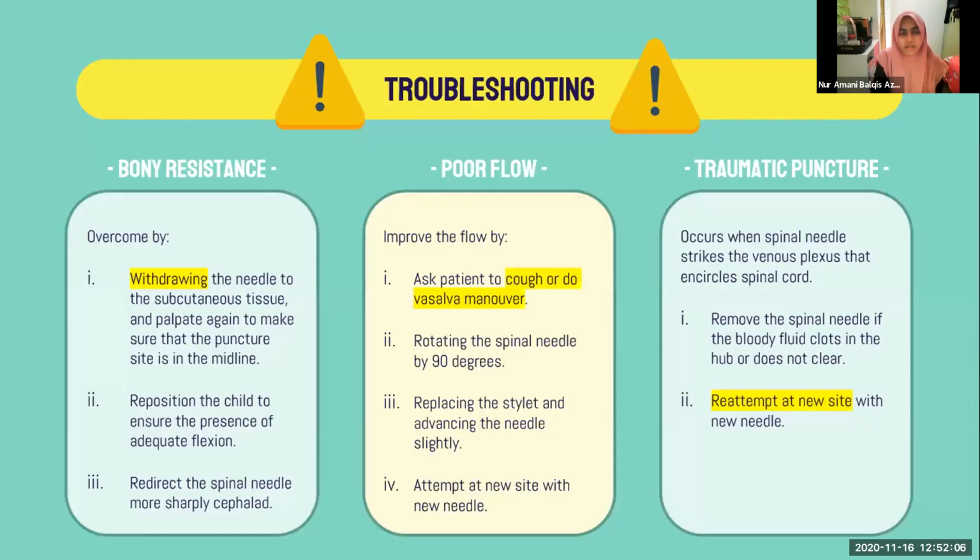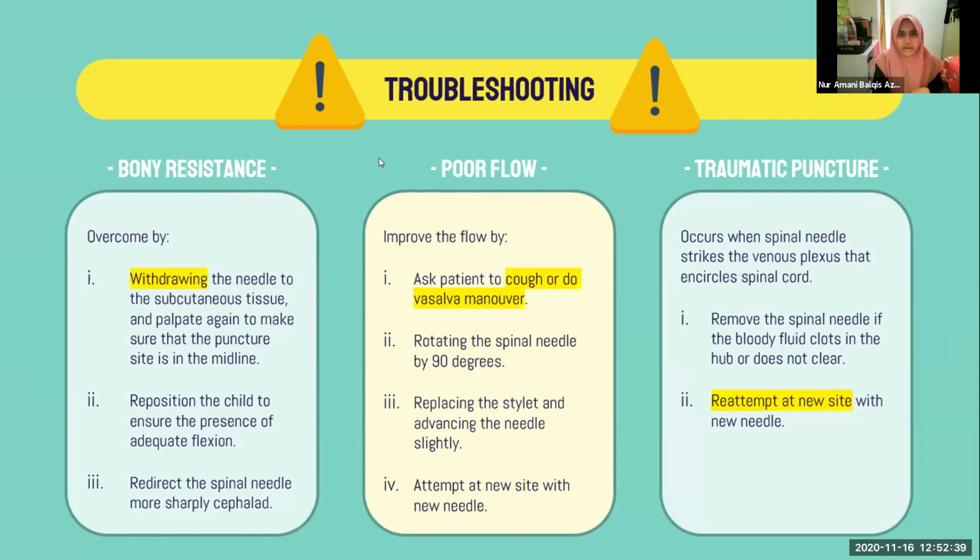So for the troubleshooting, when we are doing the lumbar puncture, there are some difficulties that we might face. For example, bony resistance, in which case, when we puncture the needle, we will hit the bone. So what should we do? We withdraw back the needle up to the level of the subcutaneous tissue and try to palpate again. Make sure that the puncture site is in the midline so that we don't go to the upper spinous process or the lower spinous process.